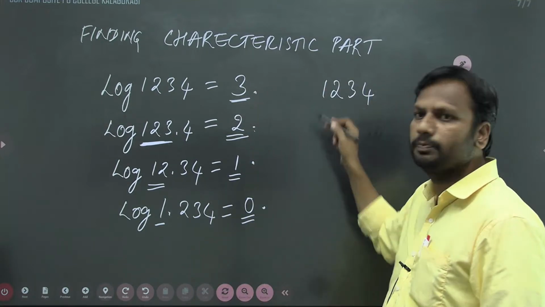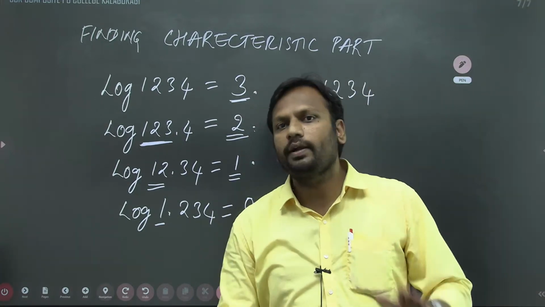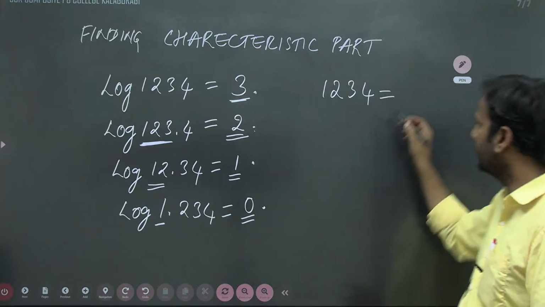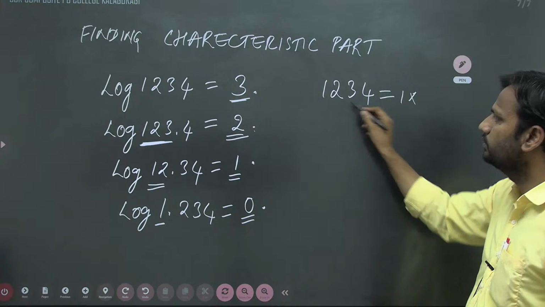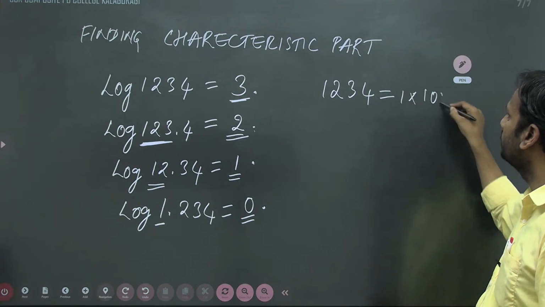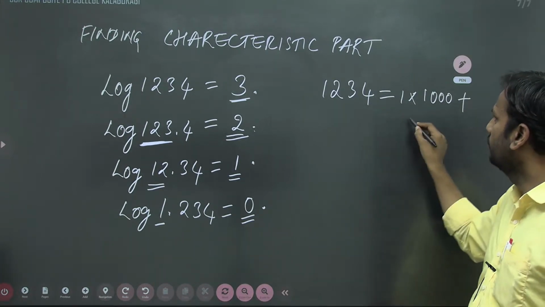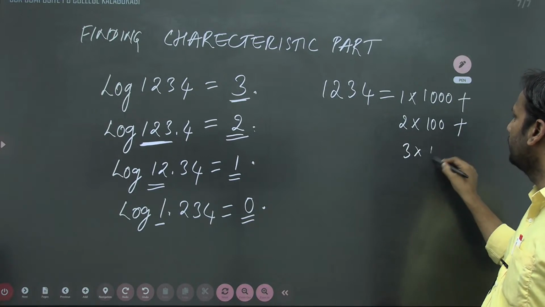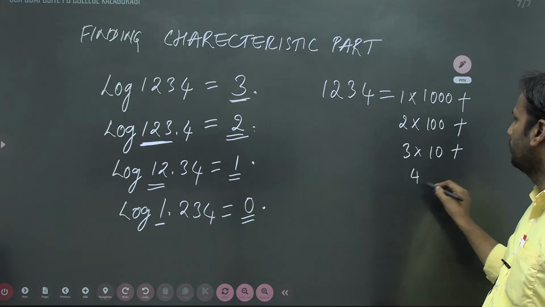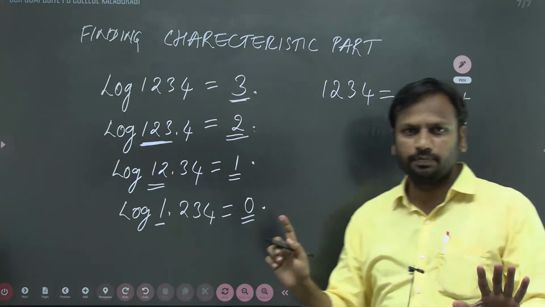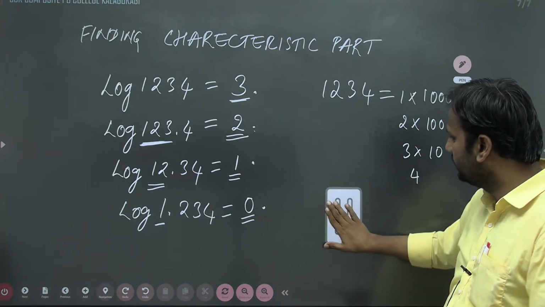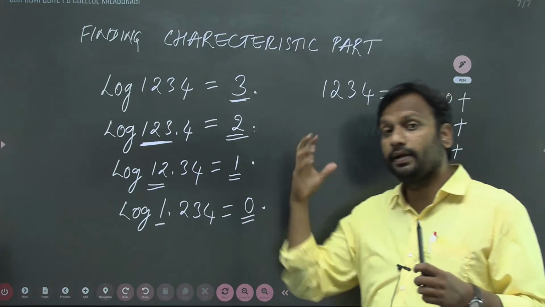How do you express 1234, students? You are expressing in this way: 1 into 1000 plus 2 into 100 plus 3 into 10 plus 4. You are writing like this. Yes or no? So now you see, in this manner you are expanding in the school level.